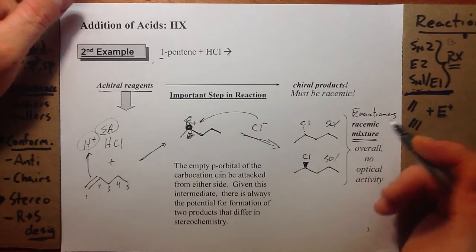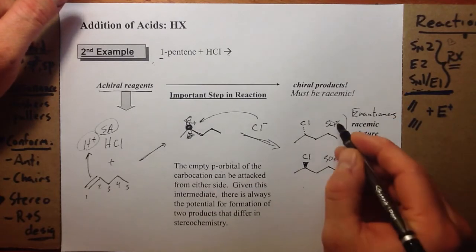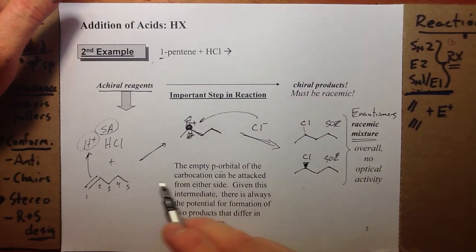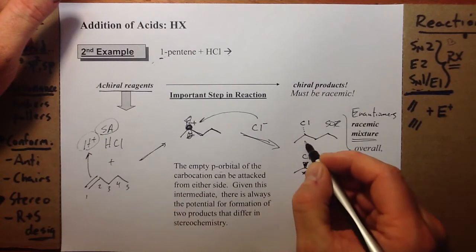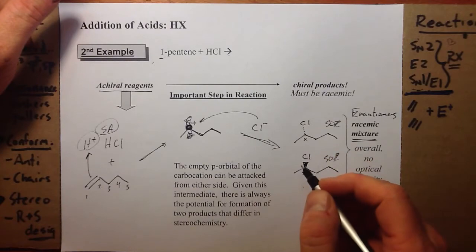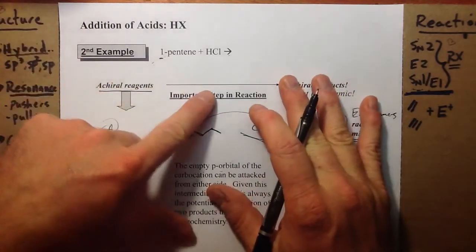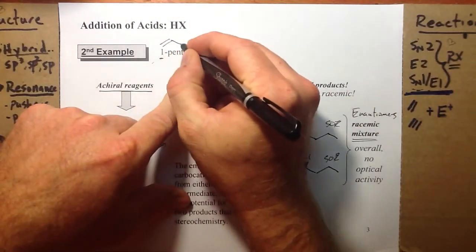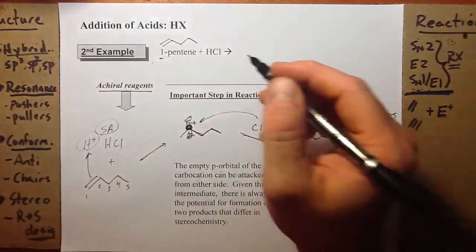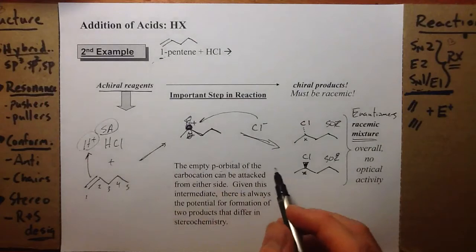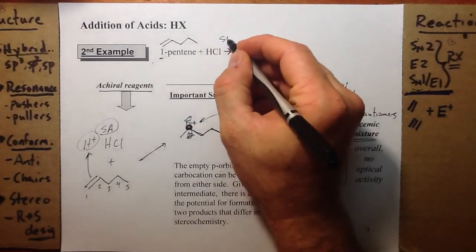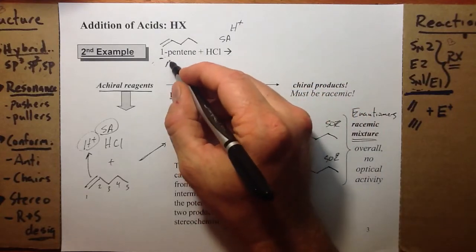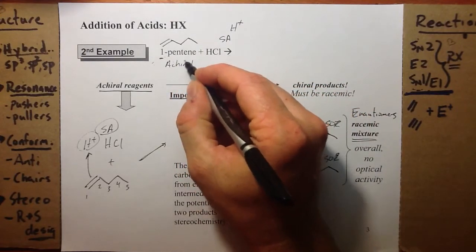So we've finished. We have two products in a 50-50 mix because we started with achiral reagents and we ended up making chiral products. We had to have a racemic mixture. So let's go ahead and finish by not talking about it mechanistically. Let's just show how we could quickly go to product without discussion of the mechanism. We could put in our note strong acid, H+, an achiral reagent, just to kind of keep track of that.